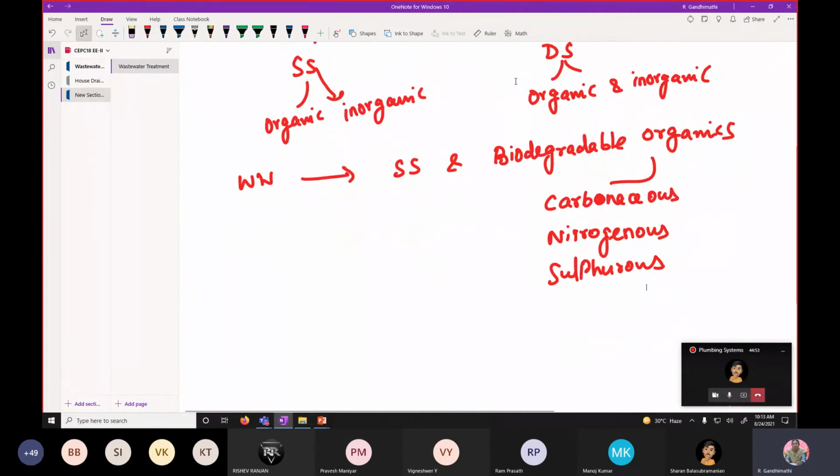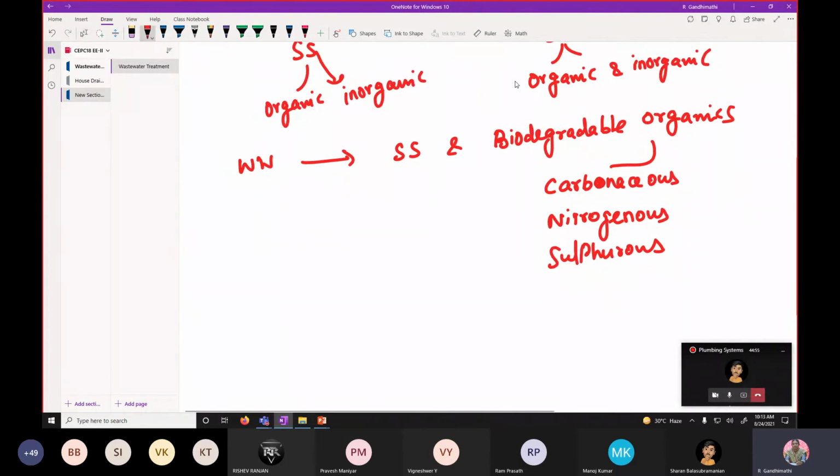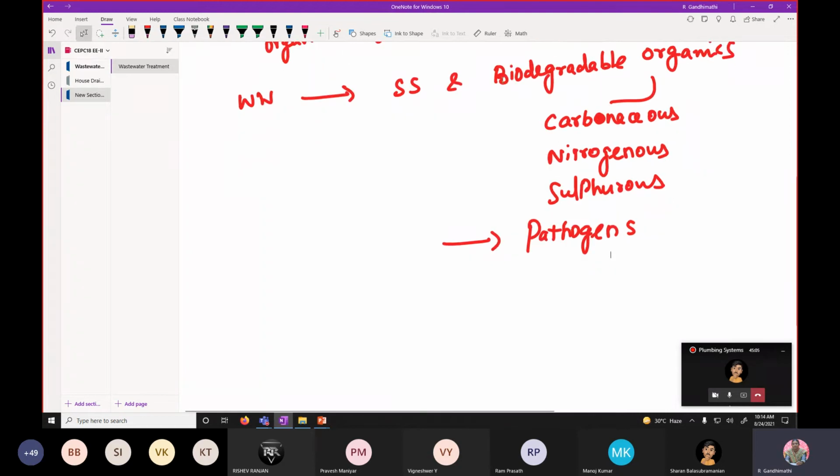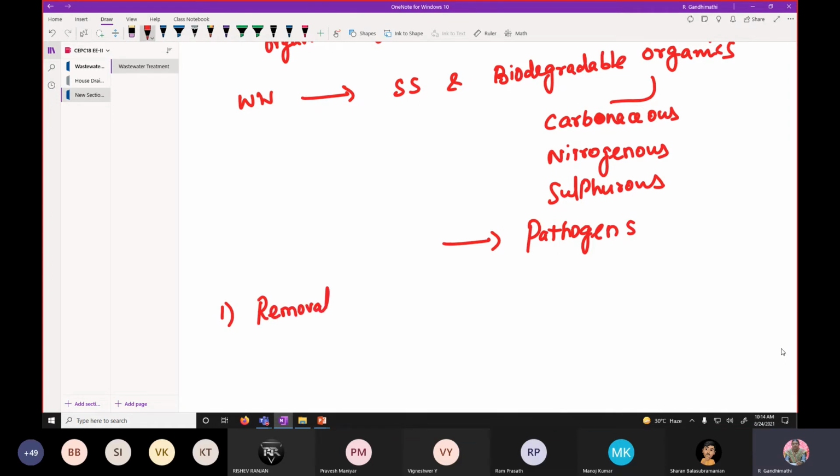In addition to that, it contains pathogens. The main objective of wastewater treatment is removal of suspended solids and floatable materials. I have made some mistakes.